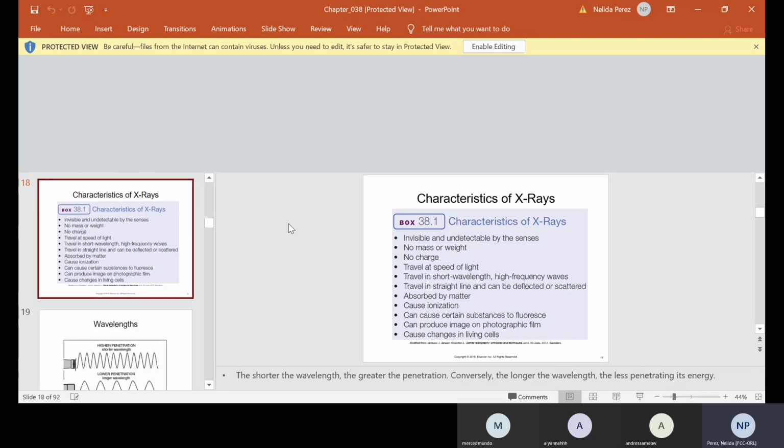Now, let's talk a little bit about characteristics of X-rays. They're invisible and undetectable by the senses. There's no mass or weight. There's no charge. They travel at the speed of light. They travel in short wavelength, high frequency waves. They travel in a straight line and can be deflected or scattered. They are absorbed by matter, and in our case, matter is the cheek. It can cause ionization. It can cause certain substances to fluoresce. It can produce an image on photographic film, and it can cause changes in living cells.